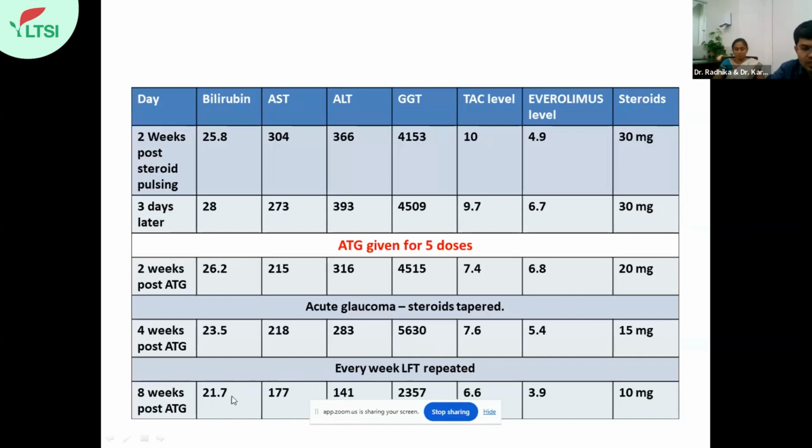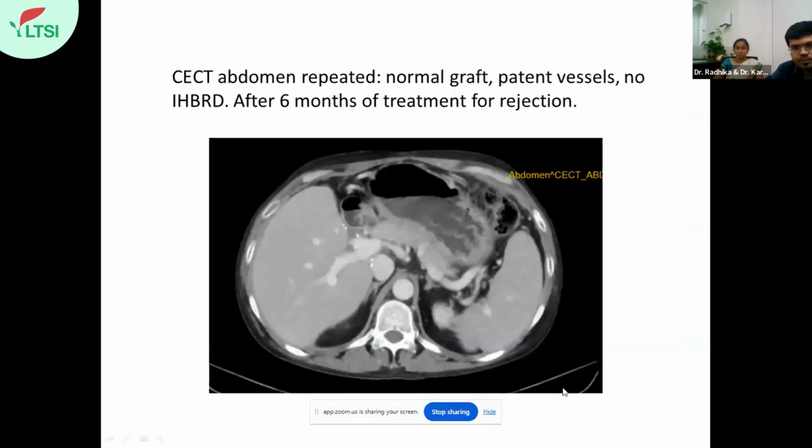And 8 weeks post ATG, the bilirubin came down to 21.7 and AST of 177 and ALT of 141. The gamma GT dropped from 5,630 to 2,357. And gradually the immunosuppression, the steroids were tapered. So this was almost now 6 months post the treatment of rejection. So after his presentation, after stopping immunosuppression for a month, it is almost 6 months now.